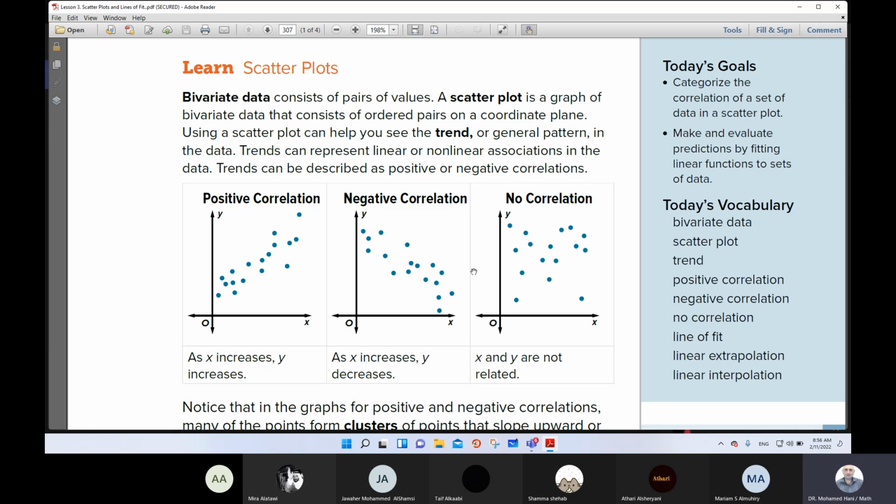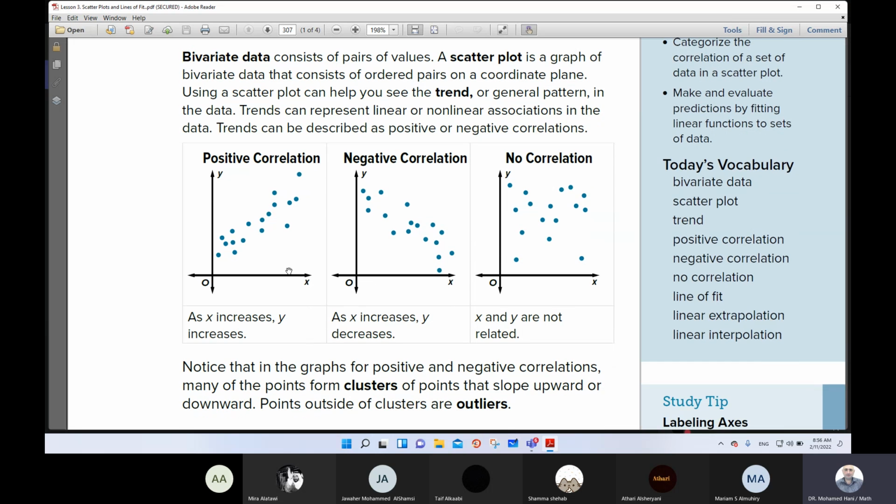Trends can represent linear or non-linear association in the data. Trends can be described as positive or negative correlations. As you see, we have three kinds of relationships here: positive correlation, negative correlation, and no correlation. Correlation means a relation between two values.